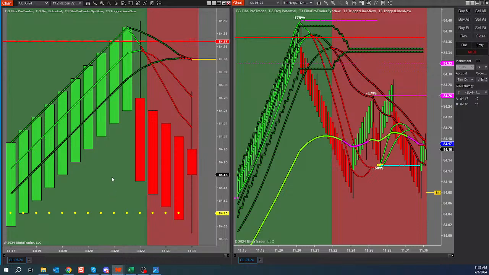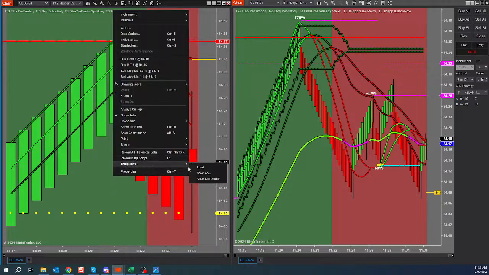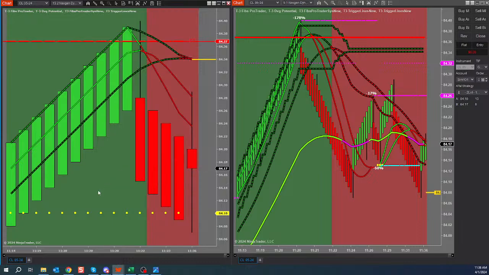Yeah, try reloading the template, Chris. Right click, go to templates, load, and just put that 34.5 back on there and see if that helps.